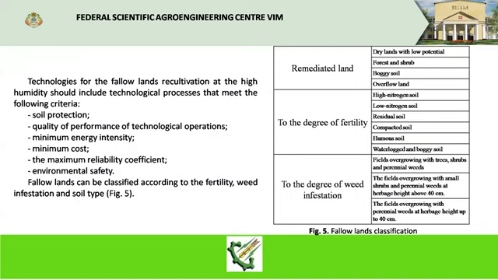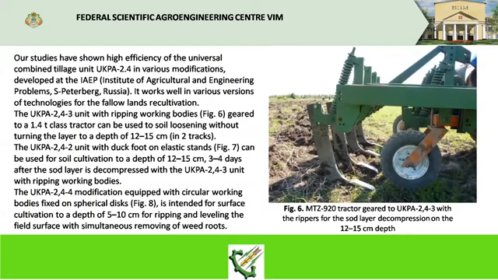Figure 5. Our studies have shown high efficiency of the universal combined tillage unit EQPR 2 and 4 in various modifications developed at the AIAE. It works with various versions of technologies for fallow land cultivation.